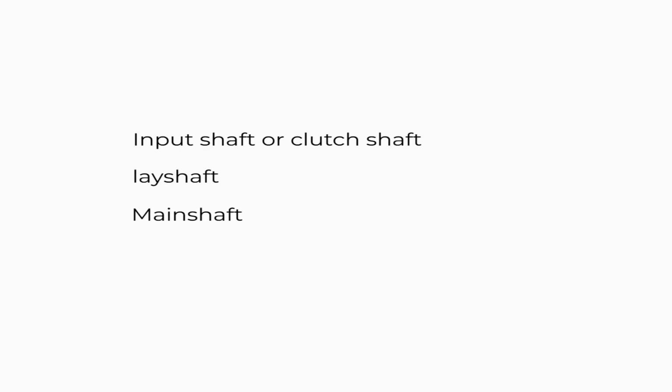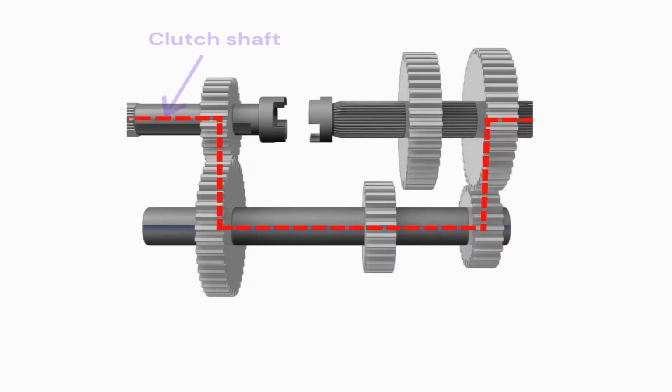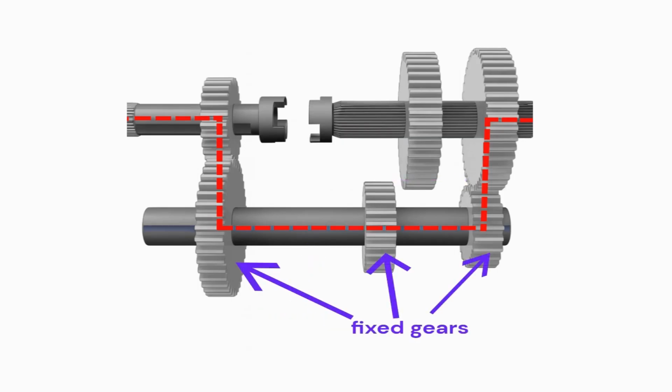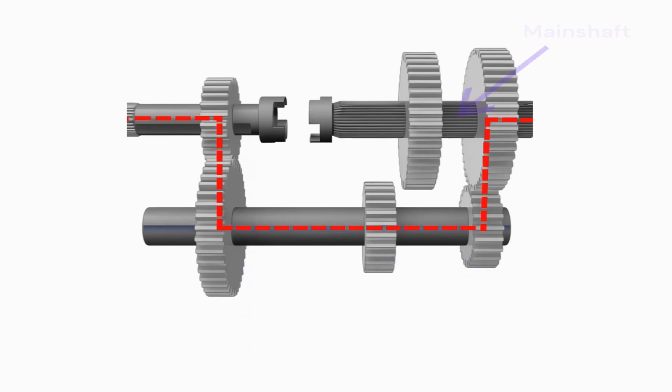There are 3 types of shafts. Clutch shaft. This shaft receives power from the engine when the clutch is engaged. The gear mounted on it transmits motion further into the gearbox. Layshaft, or countershaft. This shaft connects the clutch shaft to the main shaft. The gears on the layshaft are fixed and remain constantly in mesh with the gears of the clutch shaft and the main shaft.